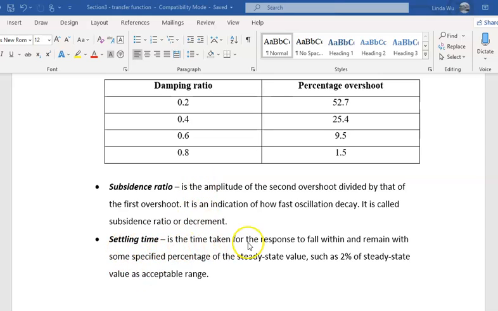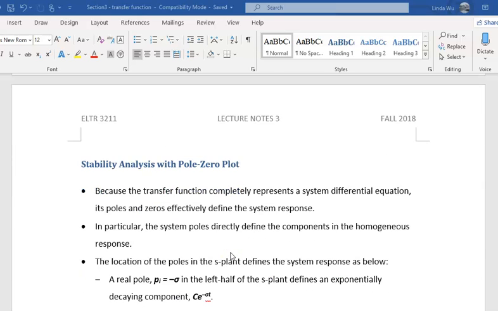Settling time is the time taken for the response to fall within and remain within some specific percentage of the steady state value, such as 2% of the steady state value as an acceptable range. So it is how long it takes to go into this range.